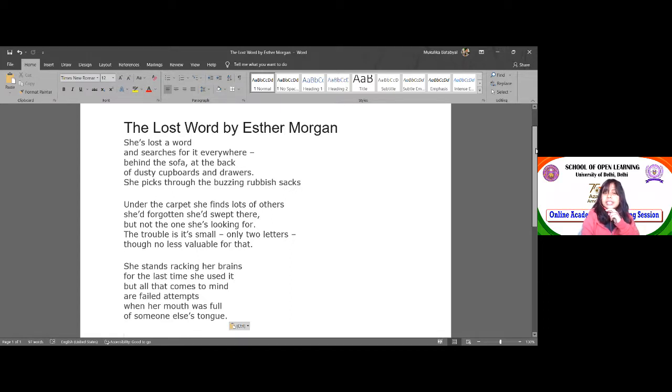Now you can see that this is a very simple poem, and the title of the poem is very interesting. Title matlab the name of the poem is very interesting. It's called The Lost Word.